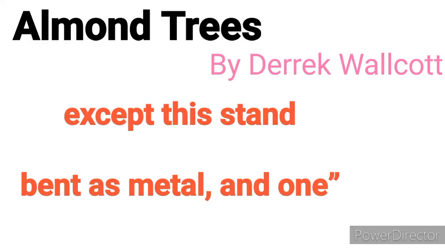Except this stand, bent as metal and one. There are two or three stanzas that stand together and all the meanings are the same. The poet says this Caribbean country has a history. Also, he uses the almond tree as imagery. He symbolizes through the almond tree and speaks of the history of the Caribbean country. The twisted bark of the almond tree speaks of the forgotten past of Caribbean countries. Also, it invokes the beauty of the history of this motherland. Altogether, it symbolizes the culture and history of Caribbean people.